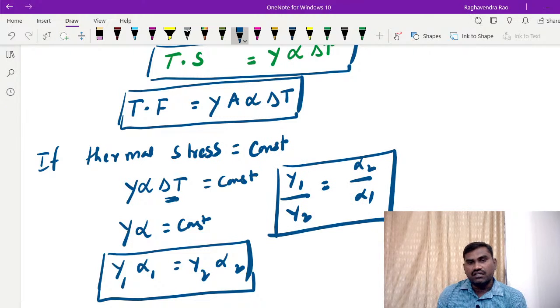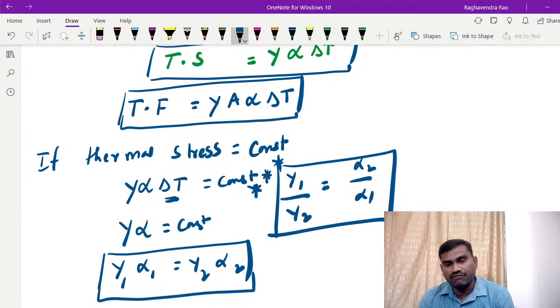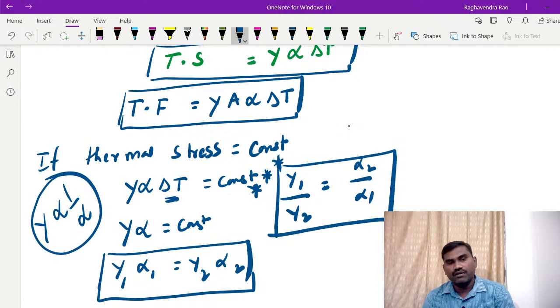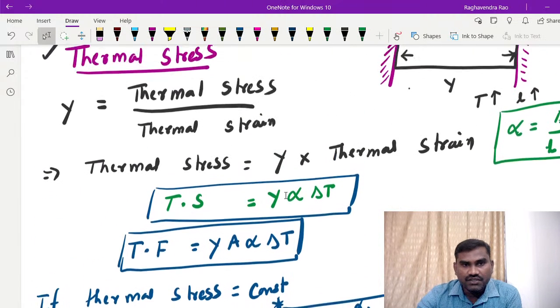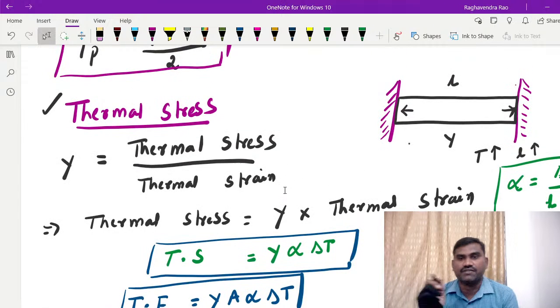This is the relation they directly asked in a previous NEET examination: what is the ratio of Young's moduli if thermal stress is the same for the same rise in temperature? For the same rise in temperature, thermal stress remains constant. Then Y alpha is equal to constant. That means Y is proportional to 1 by alpha, or Y is inversely proportional to the coefficient of linear expansion. So Y1 by Y2 is equal to alpha 2 by alpha 1.